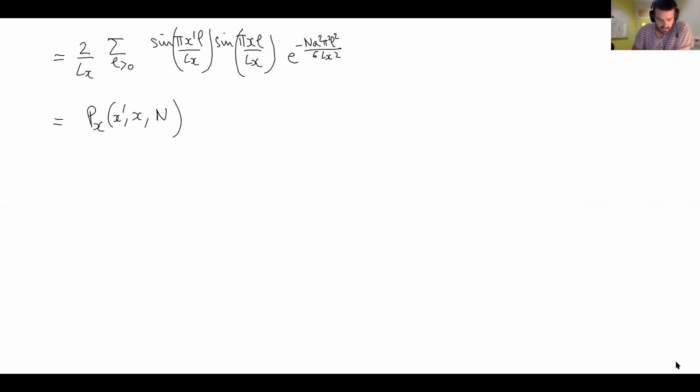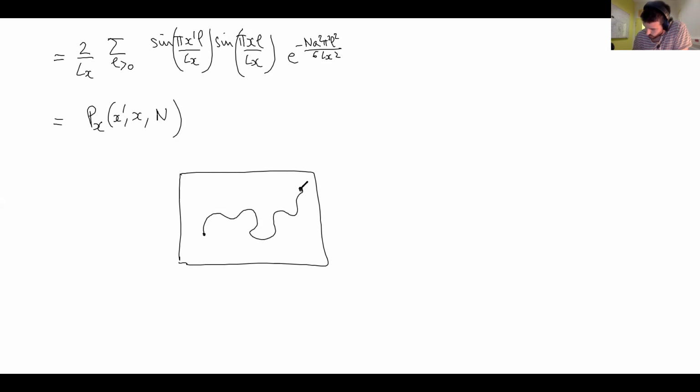Okay, I take that as a yes. And now we would like to just make a comment. It means that I'm interested in the probability to go from one point to the other through a certain path.